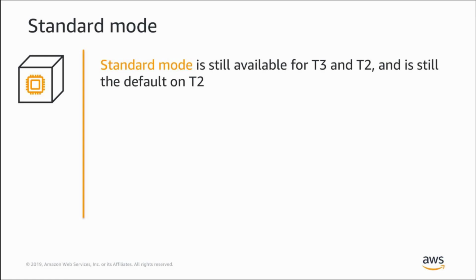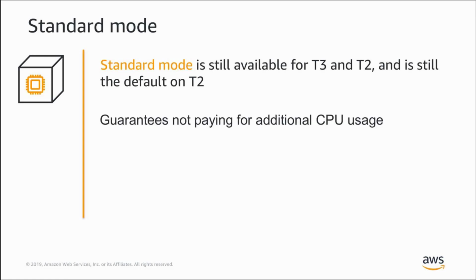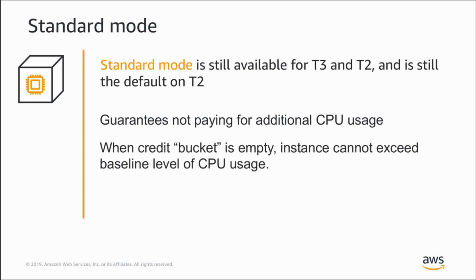But there's also something called the standard mode. So the standard mode is still available. It's what T2 will default to, and provides an option for you that you're not going to pay for any additional usage. So say you have a T3 large and you're running at 30%, even with unlimited or standard, you wouldn't pay for anything additional. But if you went over 30% and you needed more, we'll keep you at 30% to make sure you do not go over your allocated level. So the instance cannot exceed that baseline level of CPU usage.